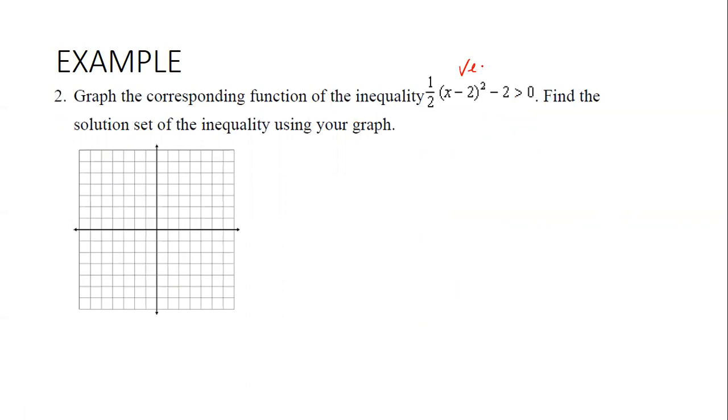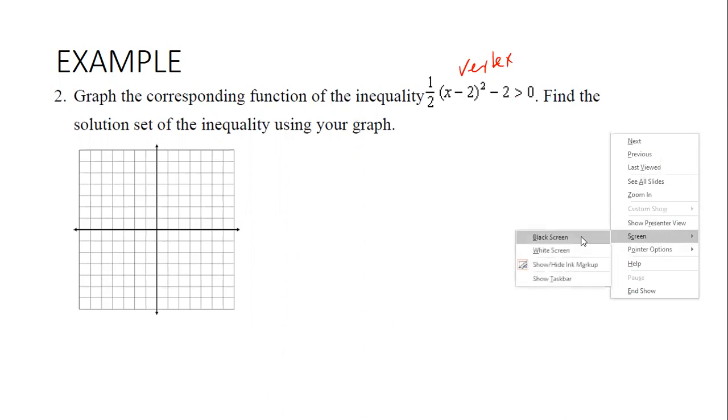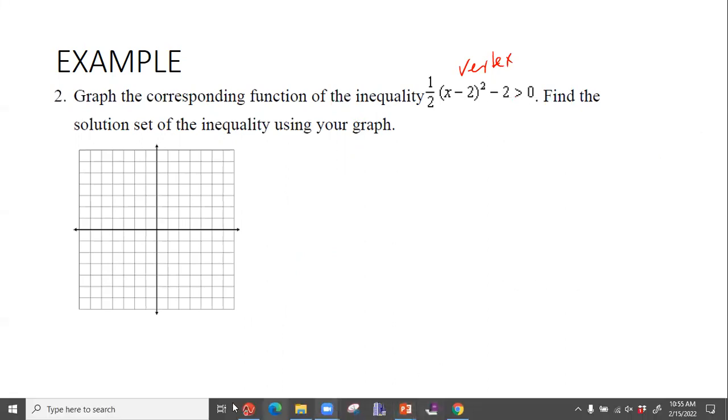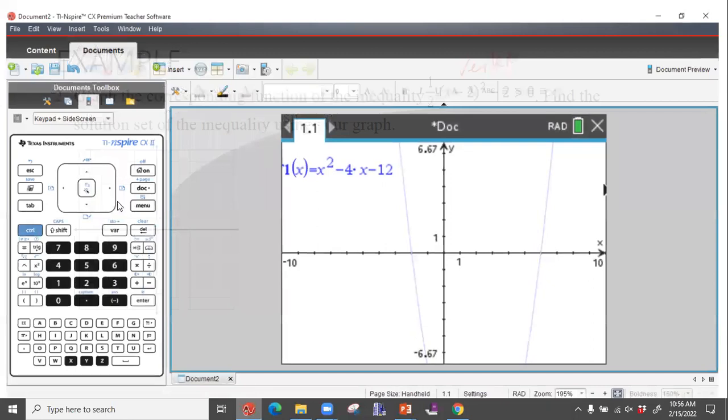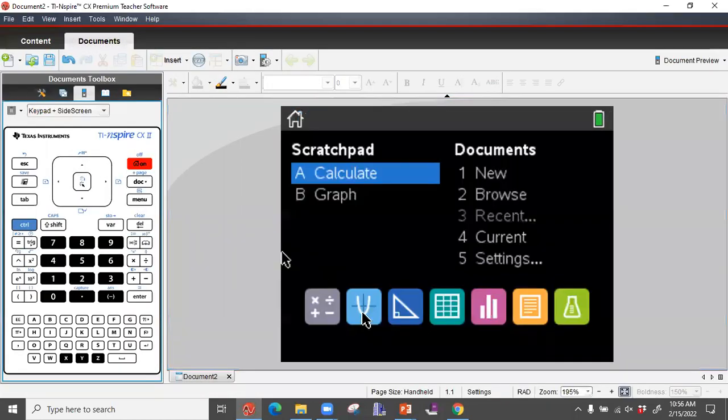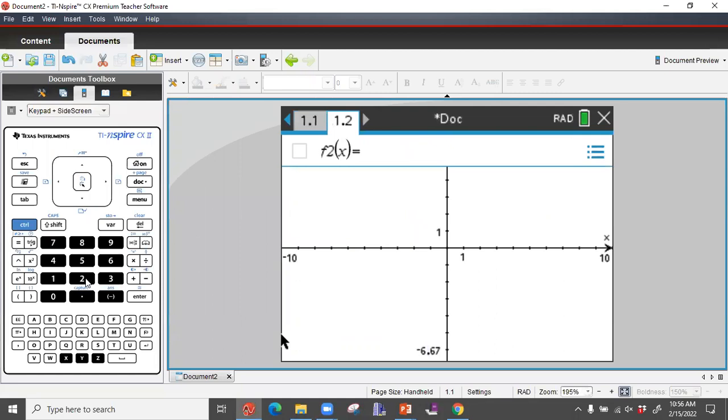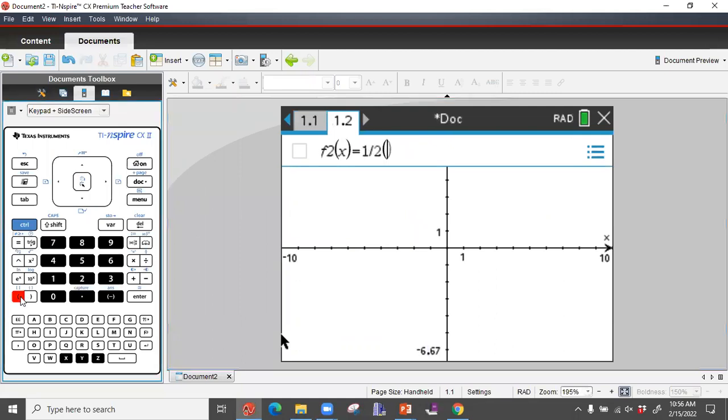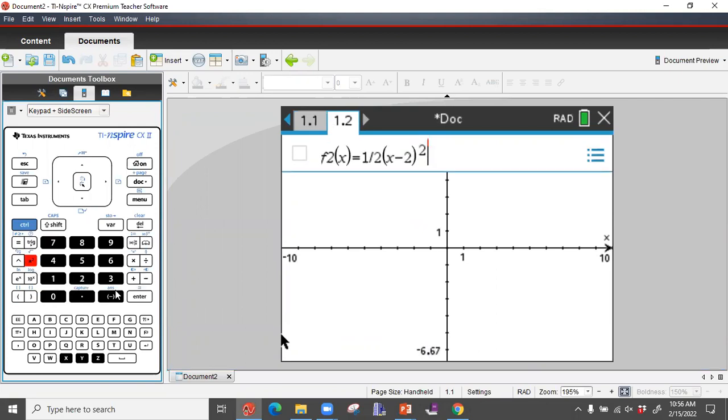So this is in vertex form, so not easy to factor. So I'm going to go to the calculator. It's good to go. I can put it in. So in the calculator, I'm putting in 1/2. I may not remember it. We'll see when I get there. I don't remember it. 1/2 times, what is it? X minus 2. X minus 2 squared minus 2.